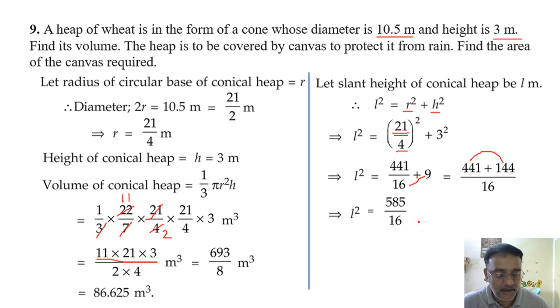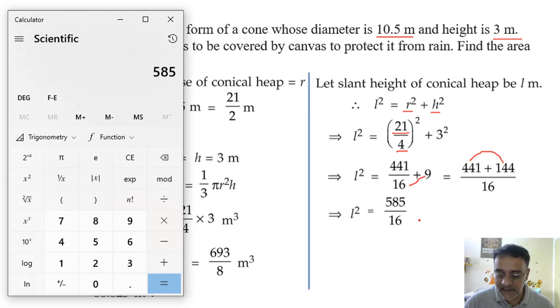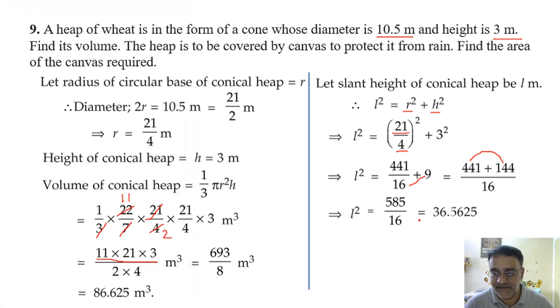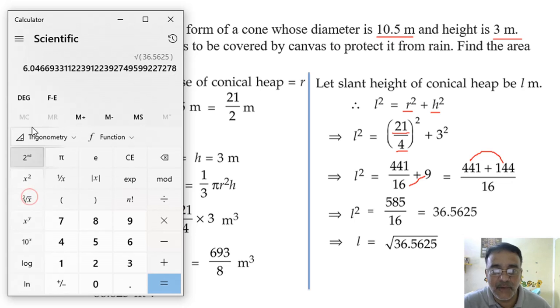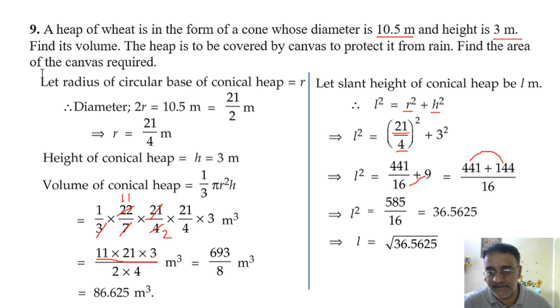So if you add these two, you'll get 585 upon 16. ठीक है? So 585 upon 16, you will get 36.5625. And the square root is approximately equal to 6.05. Okay, so you should not use a calculator. You have to find it by using the division method. So we are getting approximately 6.05 meter.